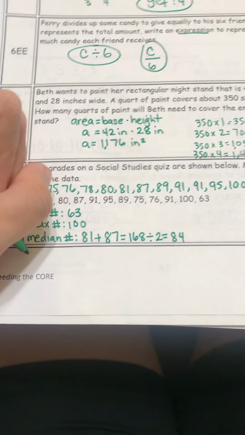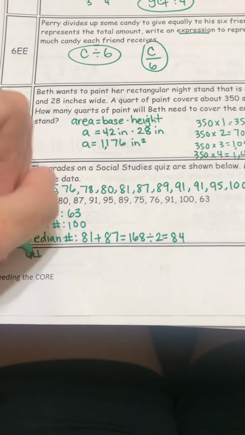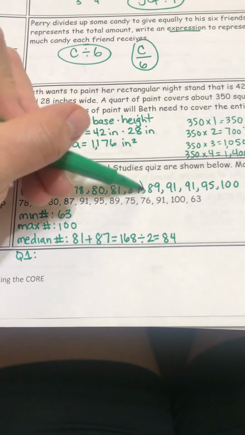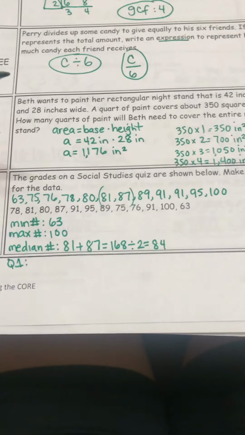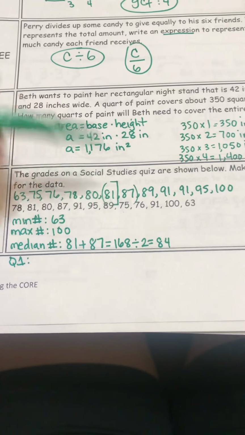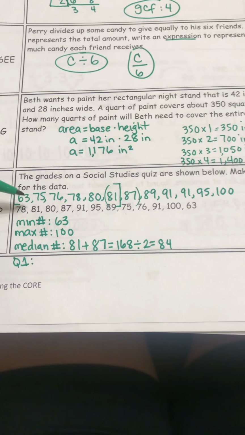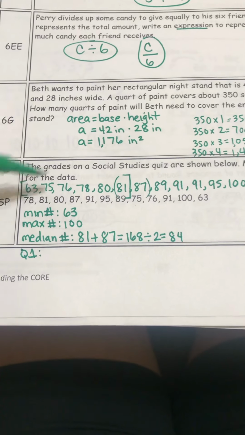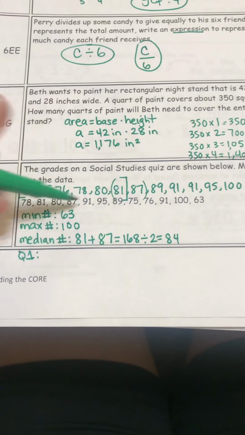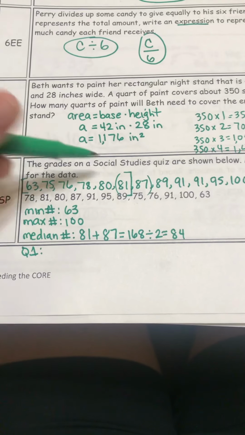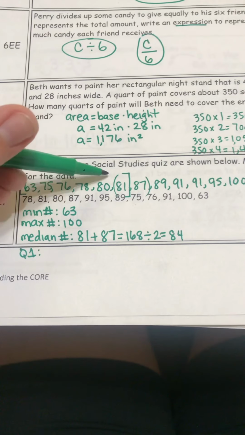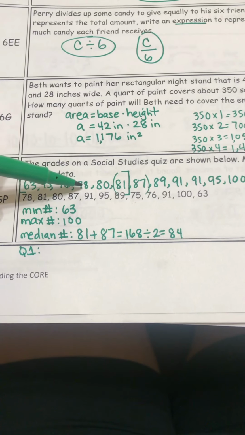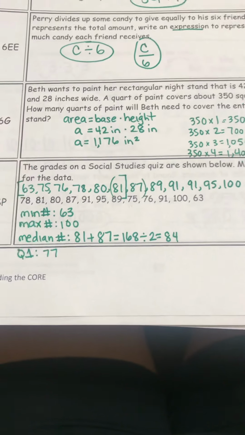Next, we need to find Q1, which stands for the lower quartile. So remember, the numbers that ended up in the middle were 81 and 87. Now we find the median, the middle number for our least numbers. So between 63 and 81, we want to see what is the middle number there. So 63, cross out 81, cross out 75, cross out 80. We are going to find the number between 76 and 78, which would be 77.